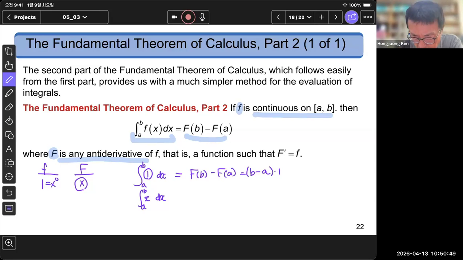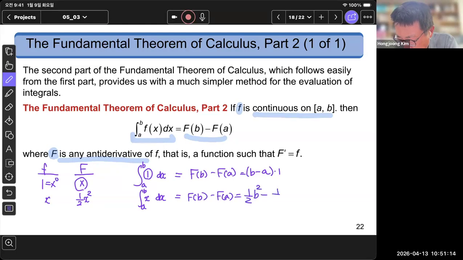If I have the function x, the antiderivative will be 1/2 times x squared. So if I evaluate 1/2 of x squared at b and a and compute the difference, that will be 1/2 of b squared minus 1/2 of a squared. That will be the integration of x from a to b. What if I consider, say, sine x?